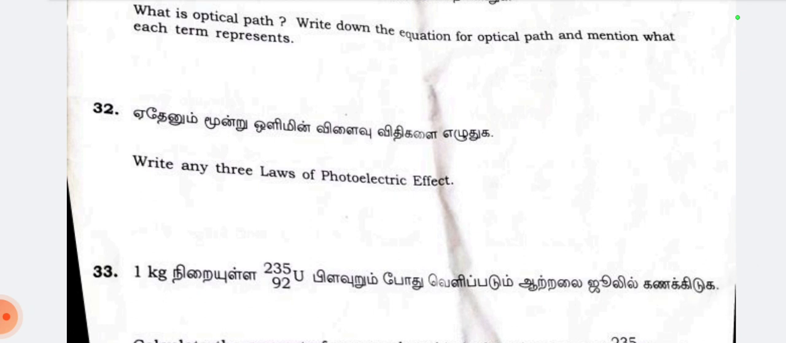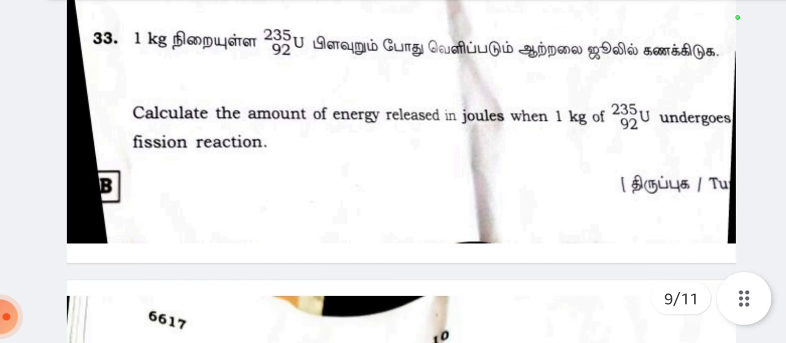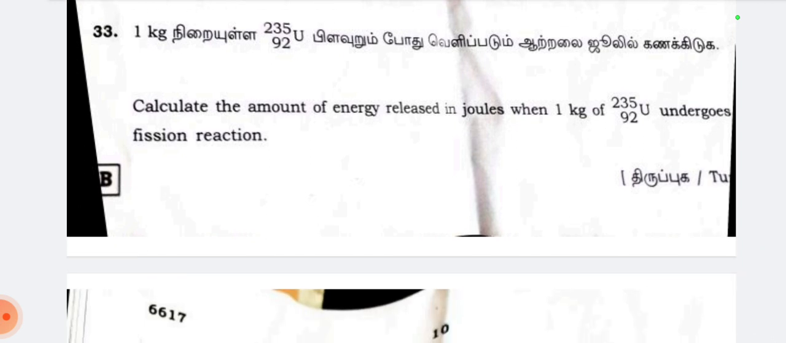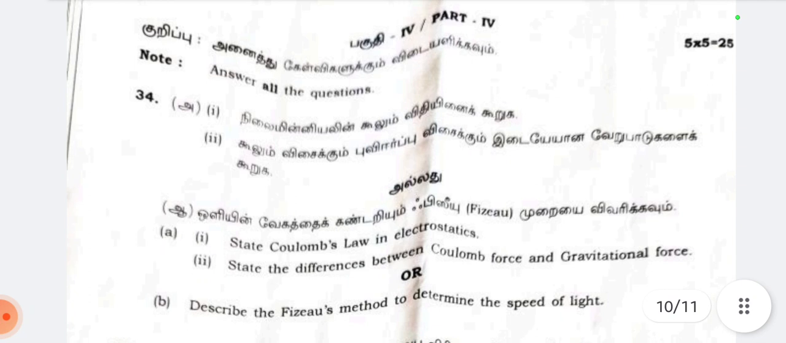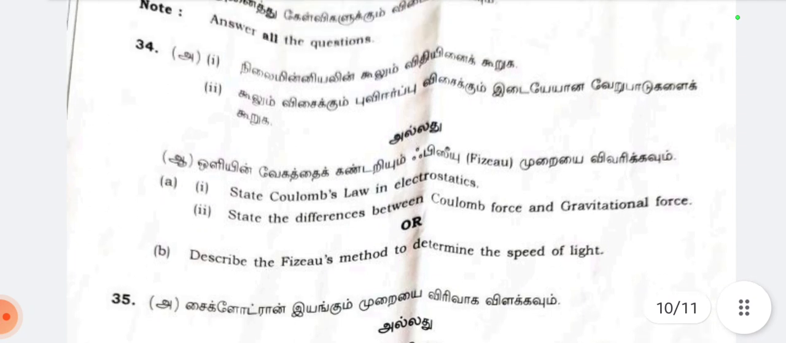32nd question, write any three laws of photoelectric effect. 33rd question, calculate the amount of energy released in joules when 1 kilogram of uranium 92-235 undergoes fission reaction. Then part 4, 5 more questions.